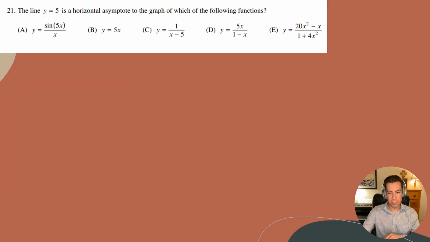All right, here we go. The line y equals 5 is a horizontal asymptote to the graph of which of the following functions?